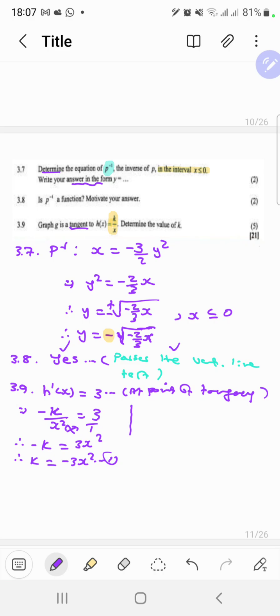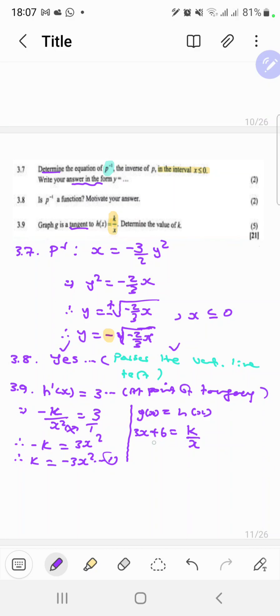What else can we do, misters and misses? The thing that we can do is that we know also that g of x at the point of tangency is definitely equal to h of x because they're sharing that point of tangency. So what is g of x? It is 3x plus 6 is equal to h of x, which is k over x. This is k, not x. I'm learning, guys. K over x, maybe that looks a bit better.